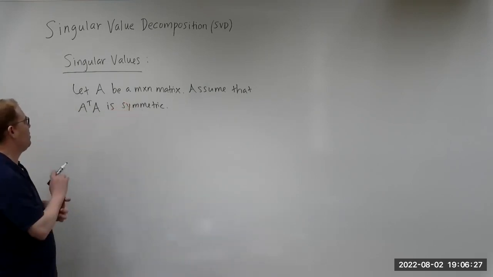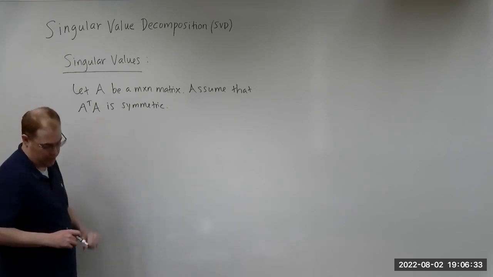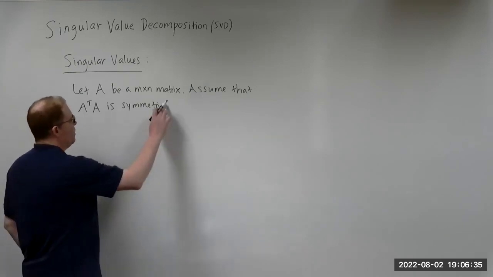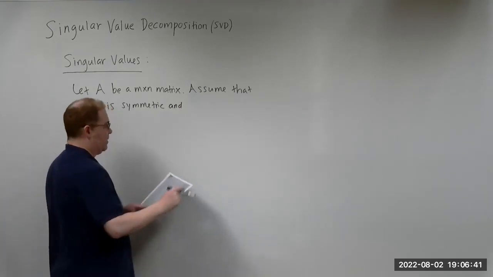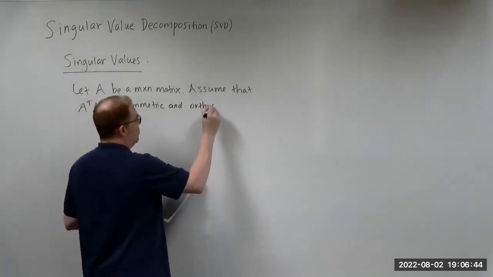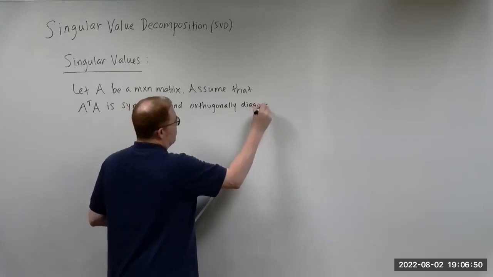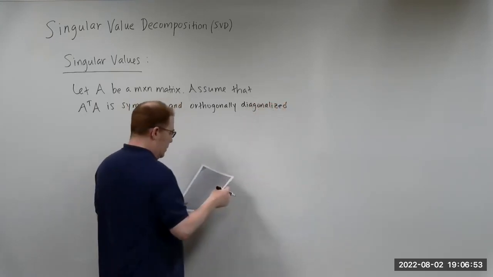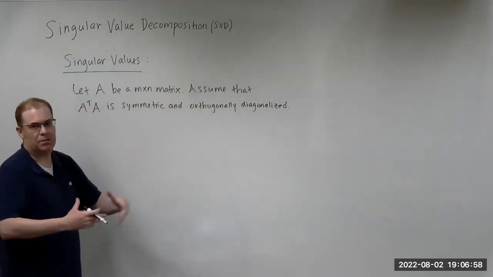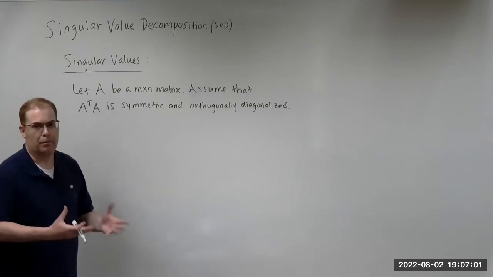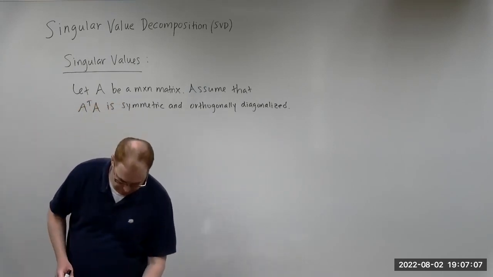Okay. So, right. So A transpose A is an n by n matrix, right? Okay. And so we're assuming that in this case A transpose times A is symmetric. Okay? And orthogonally diagonalized. All right, so that just means that this allows us to factor the matrix into an SVD or into SVD components. Okay.